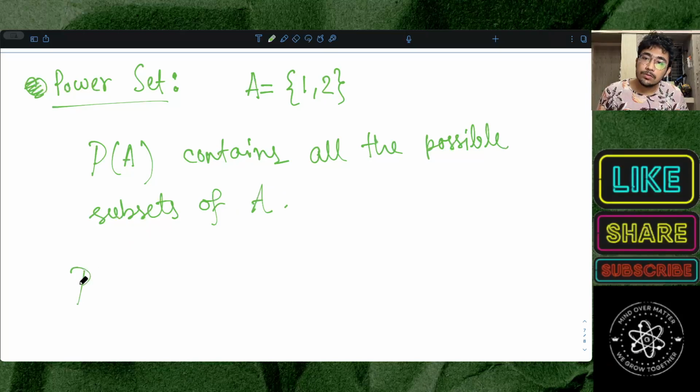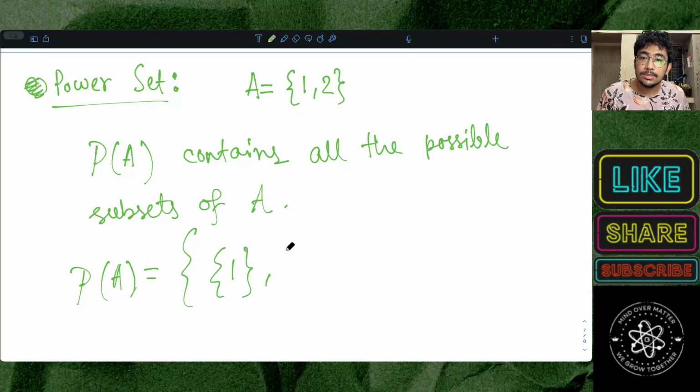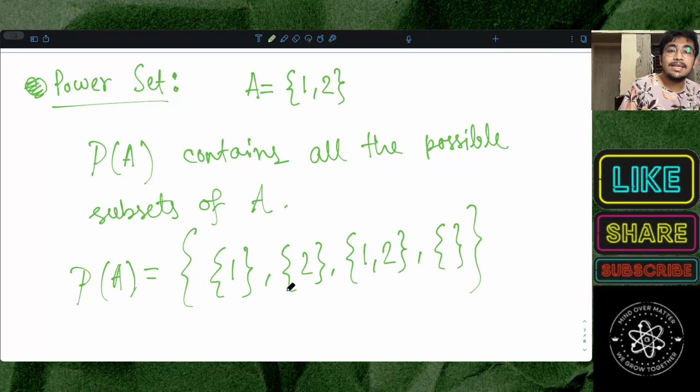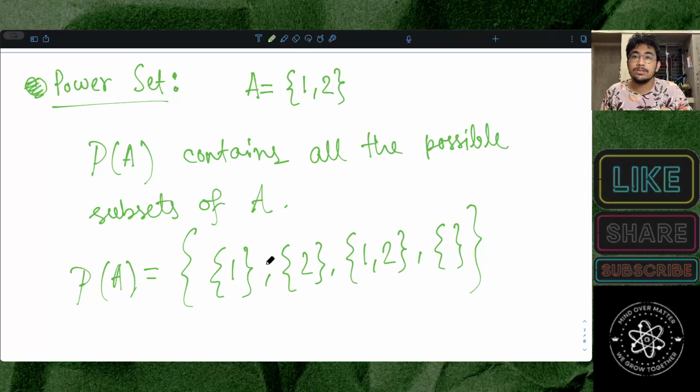So you can guess that one possible subset of A is the set which contains 1, the set which contains 2 is also a subset, A itself is a subset of A, and also the null set or the phi. So this is the power set of A. A power set of a set A contains all the possible subsets of A. So that's the power set.